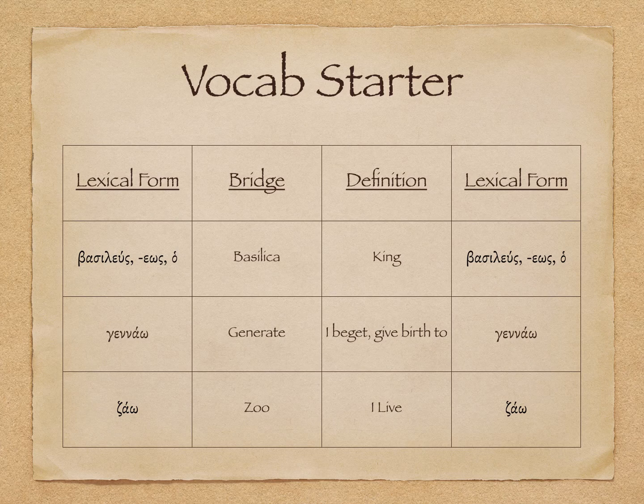So the lexical form, basileus, makes me think of basilica. And think of basilica, a large ornate building, sometimes almost a temple. Think of kings in the ancient world having a basilica of some kind, basileus. Gennao, generate, I beget or give birth to. Gennao, gennao. Zao, zoo, I live. These are just starters, and you can progress further on your own. So this is chapter 19, thinking about the future.